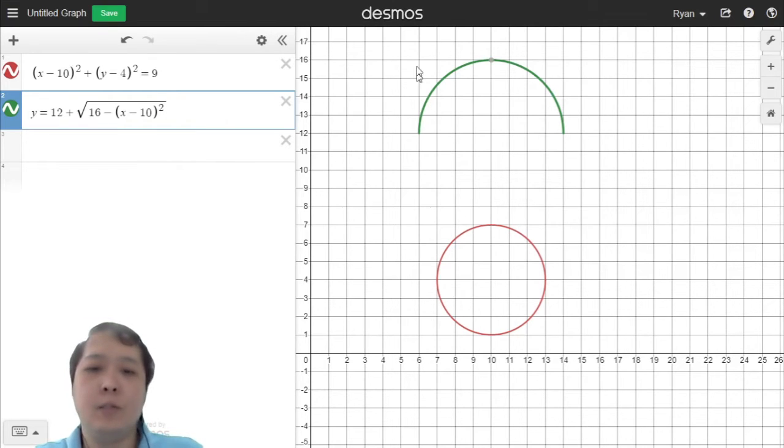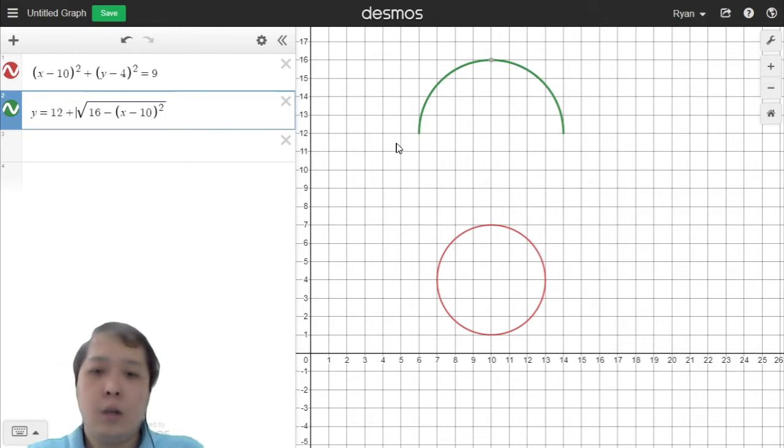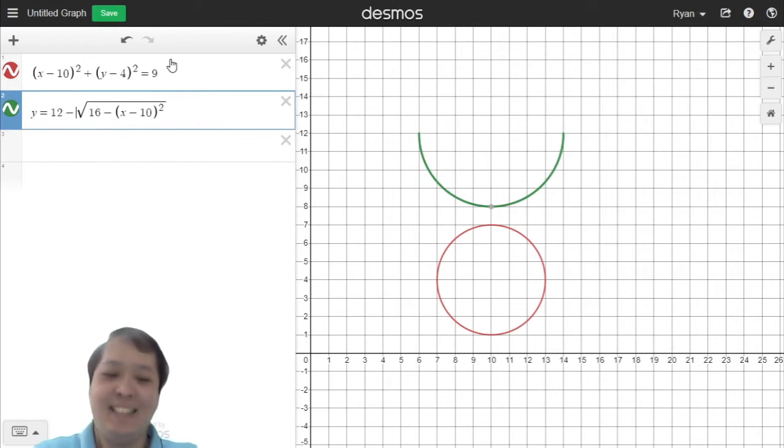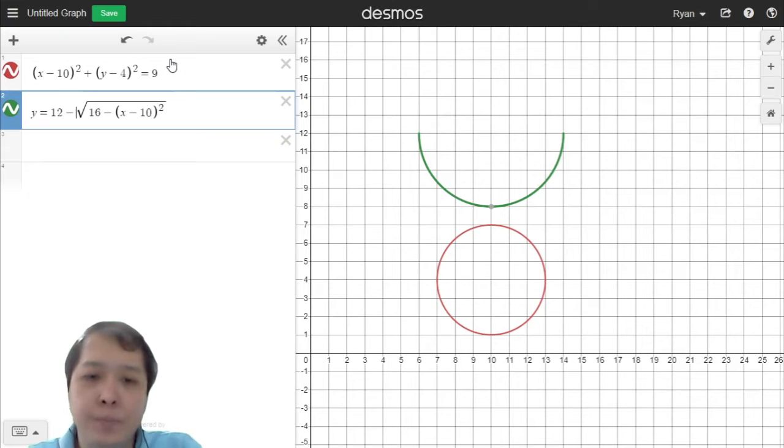Next step, this is a quarter circle. What if we want to draw the bottom part of the circle, the bottom semicircle? Simple, guys. You put minus here. Again, this is plus. Change this into minus. Bada boom, and we have this.